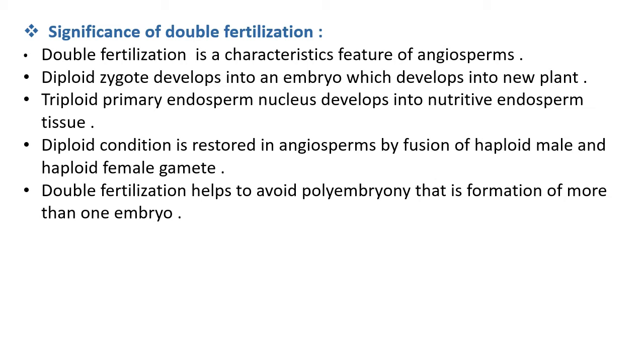The triploid primary endosperm nucleus undergoes mitosis to form an endosperm. Endosperm is a nutritive tissue which provides nutrients to the developing embryo. The diploid condition in angiosperms is restored by the fusion of haploid male gamete and haploid female gamete. Double fertilization helps to avoid polyembryony, that is, formation of more than one embryo.